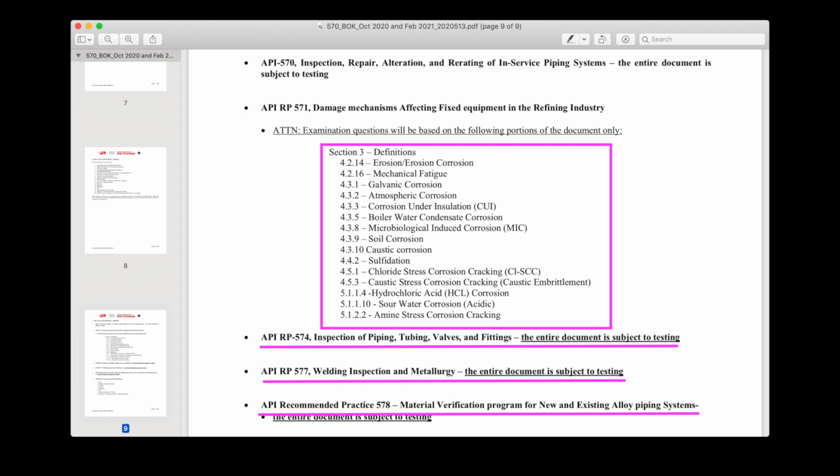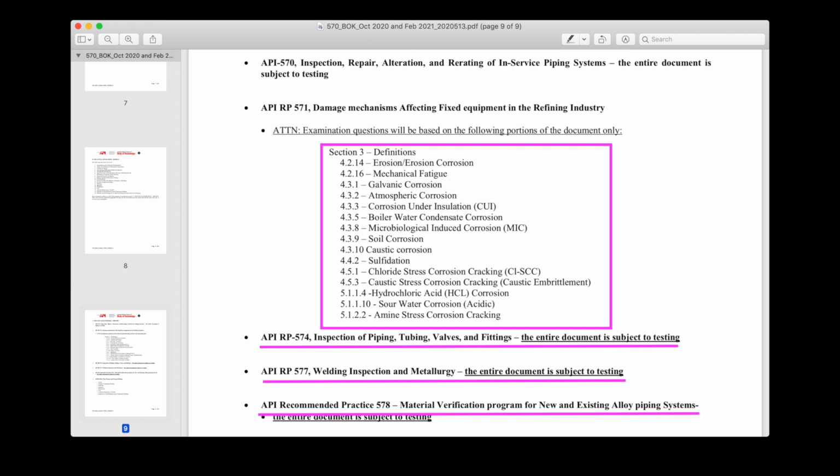The next code is API Recommended Practice 571, damage mechanisms. No need to cover all the damage mechanisms in this recommended practice. Only the mentioned ones, like erosion and mechanical failure, whatever is related to piping systems. You need to cover only that. No need to read all the damage mechanisms.